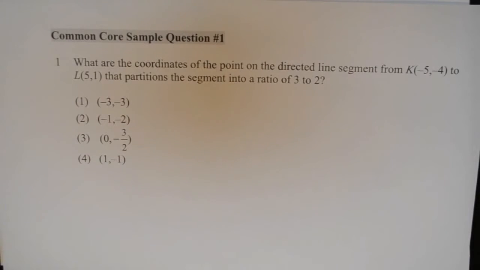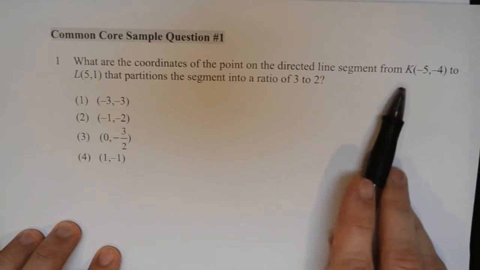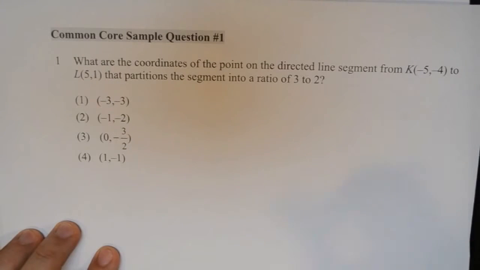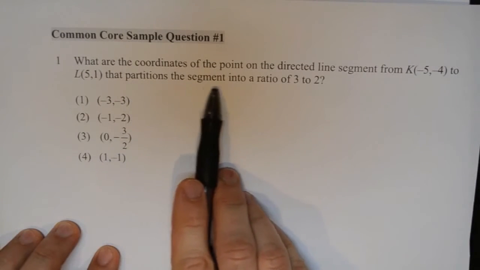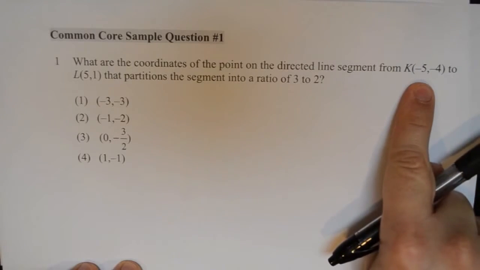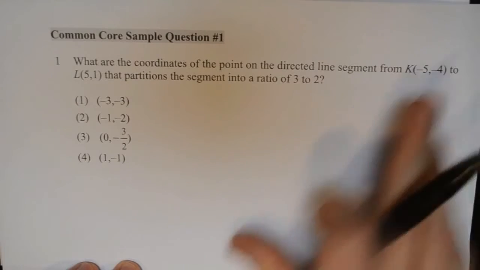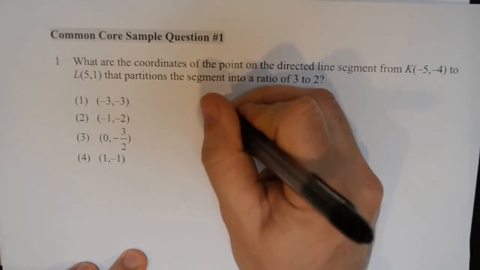Here we have a question asking us to find the coordinates of a point on a directed line segment. Okay, so that just means it starts at K and goes to L. It has a direction. That partitions the segment into a ratio of 3 to 2. So the first thing I want to do is draw a picture for this. Anytime I can create a picture in geometry, that's a good strategy. Since K, -5, -4 is down in quadrant 3, and L, 5, 1 is up in quadrant 1, I'm going to need the whole 4 quadrants.